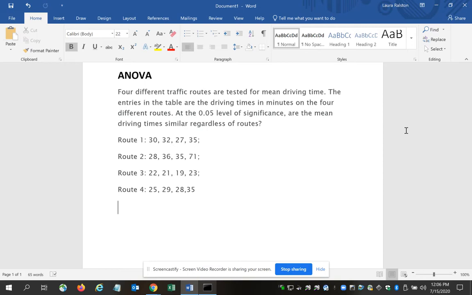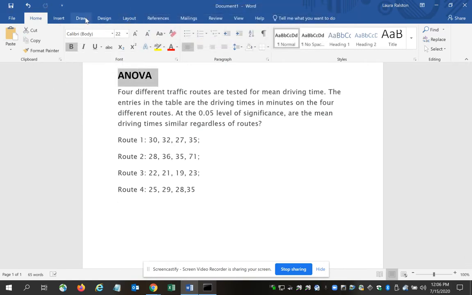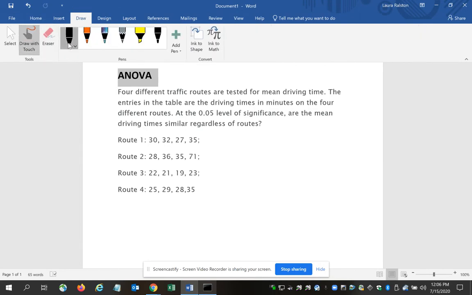Okay, so one of the first questions that they ask you in the homework or the practice problems is, how many groups are you dealing with? And so that's a relatively easy question if you look at the problem here, because it tells you that in several different ways. One is in the first sentence, it says 4 different traffic routes are tested. And you can also see here in this list 1, 2, 3, 4. So we have 4 groups that are being tested.